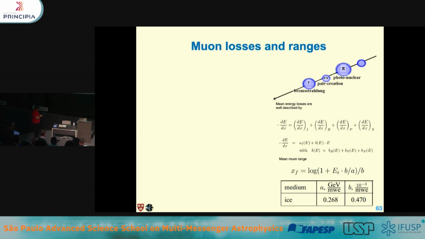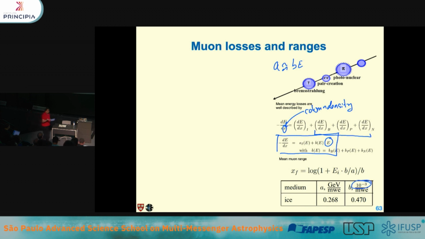About a TeV, they're going to be comparable, namely when A is more or less B times E. If you look at the values of A and B, because there is this 10 to the minus 3 number here, somewhere around a TeV is when the radiative energy losses are going to be dominant. And below, the ionizing energy losses are going to be dominant.